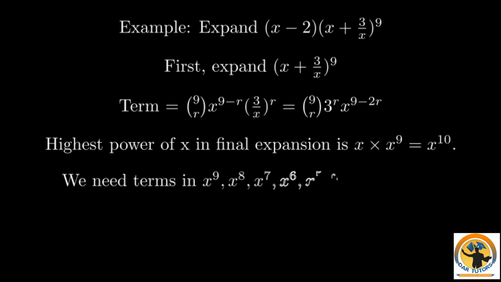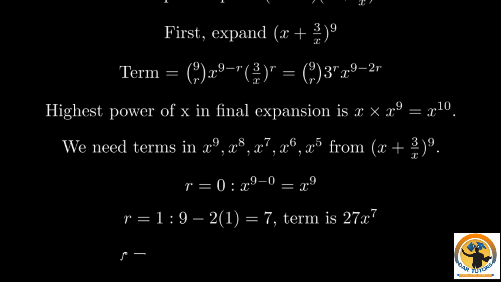So we need to find the terms in the binomial expansion that will give us x to the 9th, x to the 8th, x to the 7th, x to the 6th, and x to the 5th. For x to the 9th, we need 9 minus 2r equals 9, so r is 0. The term is x to the 9th. For x to the 7th, r is 1. The term is 27x to the 7th. For x to the 5th, r is 2.